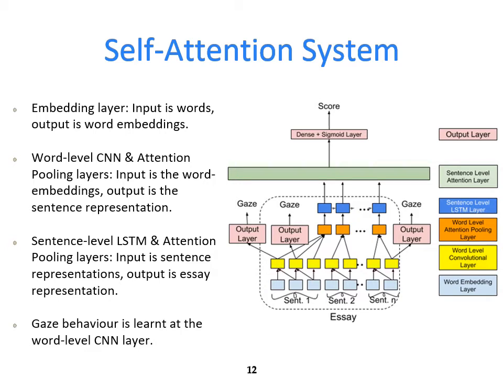Since gaze behavior is basically a word level feature, we learn the gaze behavior at the word level CNN layer, and since the score is given for the entire essay as a whole, the essay representation is sent through a dense layer to get the score.